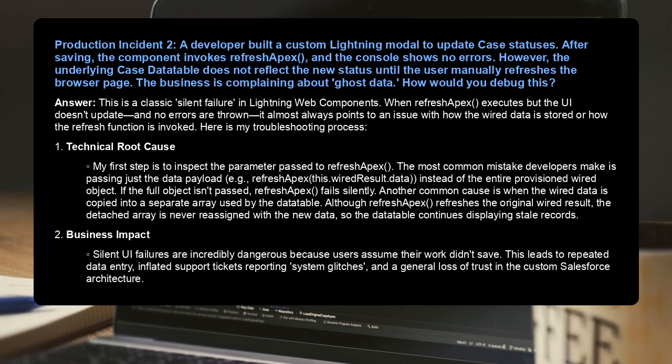1. Technical root cause. My first step is to inspect the parameter passed to refreshApex. The most common mistake developers make is passing just the data payload, for example, refreshApex(this.wiredResult.data) instead of the entire provisioned wired object. If the full object is not passed, refreshApex fails silently. Another common cause is when the wired data is copied into a separate array used by the data table. Although refreshApex refreshes the original wired result, the detached array is never reassigned with the new data, so the data table continues displaying stale records.